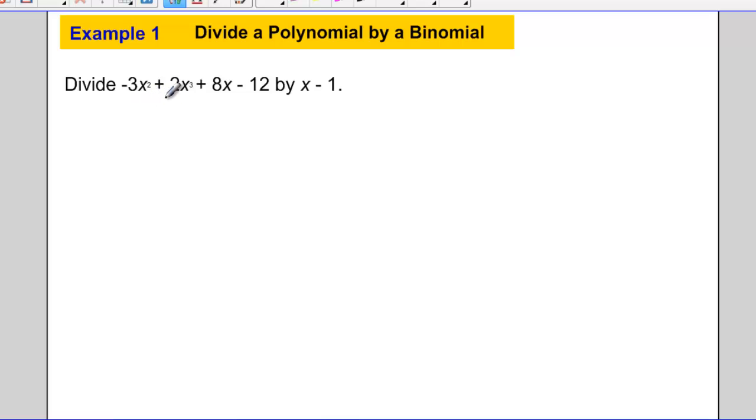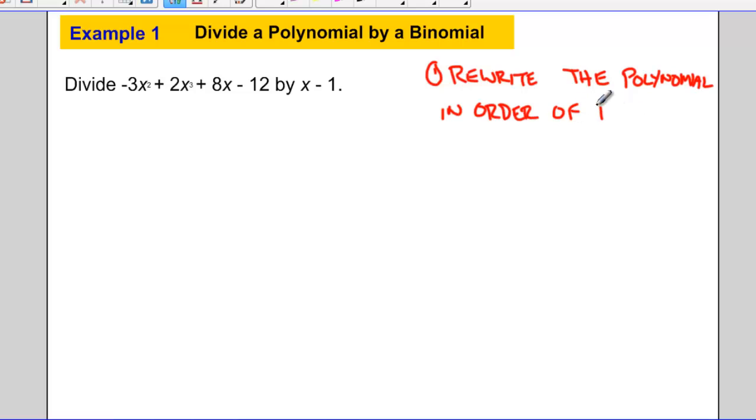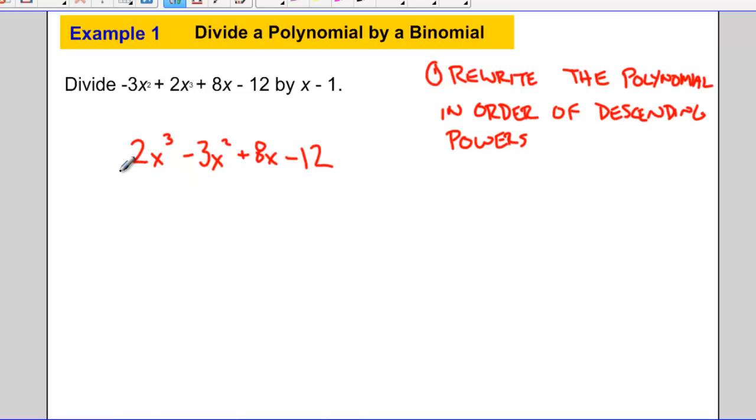Let's divide 3x squared plus 2x cubed plus 8x minus 12 by the binomial x minus 1. So the first thing I'm going to do is rewrite the polynomial in order of descending powers. So I'm going to rewrite this as 2x cubed minus 3x squared plus 8x minus 12. And I'm going to divide this by the binomial x minus 1.